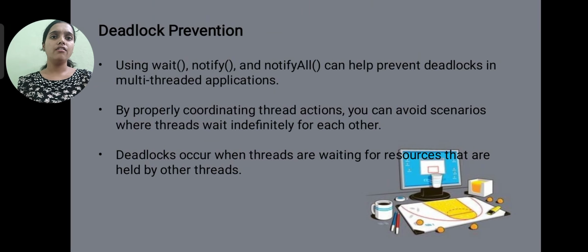Now what is deadlock prevention? To prevent deadlock in multi-thread applications, we will use the above discussed methods such as wait, notify and notify all, which can help to prevent deadlocks in multi-thread applications. By properly coordinating thread actions, you can avoid scenarios where threads wait indefinitely for each other.